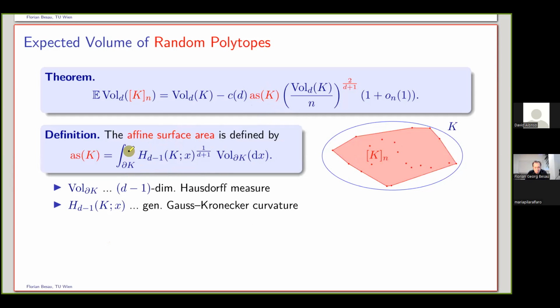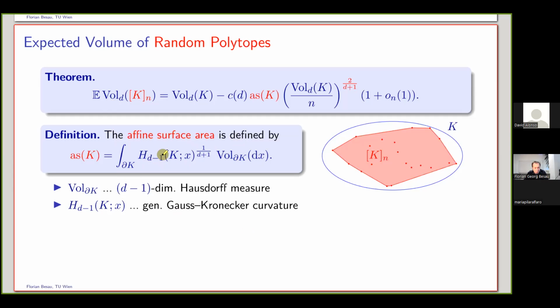So you integrate over the boundary with respect to the surface area measure. You can think of it as the d minus one dimensional Hausdorff measure restricted to the boundary. And you integrate some curvature functional. Here we have the Gauss-Kronecker curvature to the power 1 over d plus 1. The Gauss-Kronecker curvature exists in almost all boundary points for a convex body, and is the product of the principal curvatures.